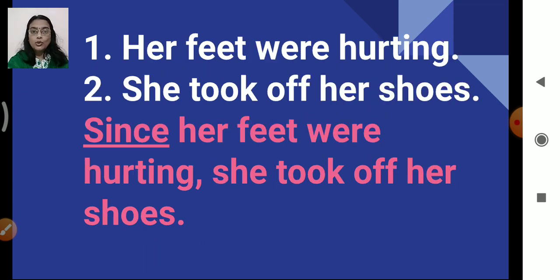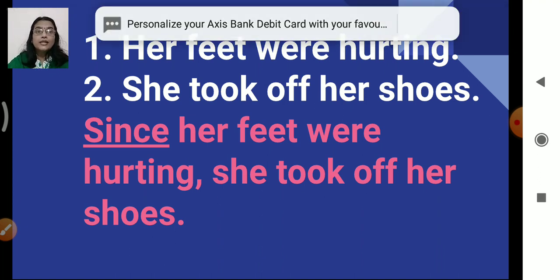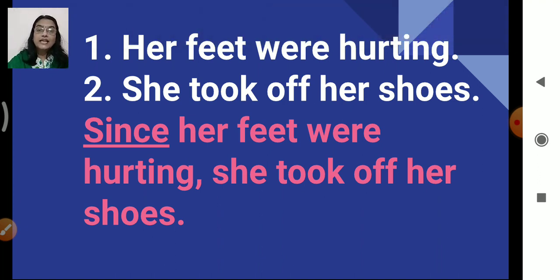One more. Her feet were hurting. She took off her shoes. Her feet were hurting. She took off her shoes. Now how is it joined? Since her feet were hurting, she took off her shoes. Now can you see here in the first sentence because was used, right? And in another one you can see since.